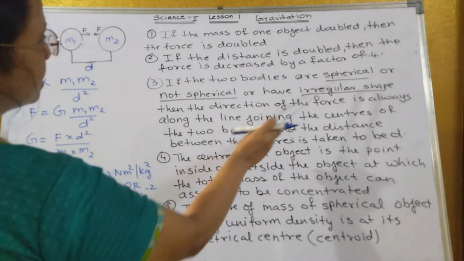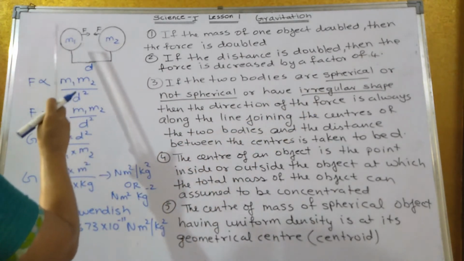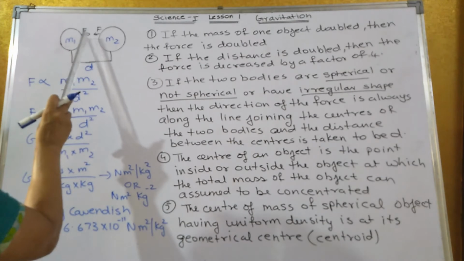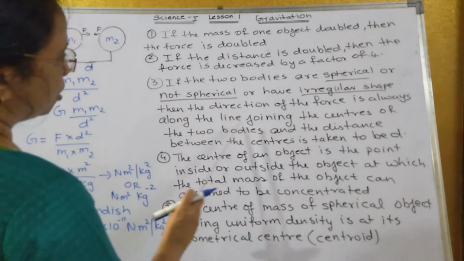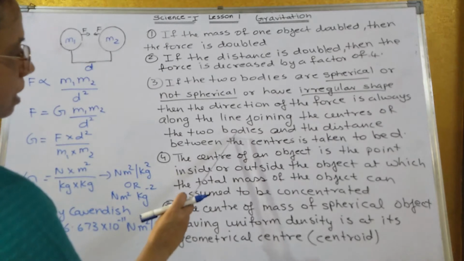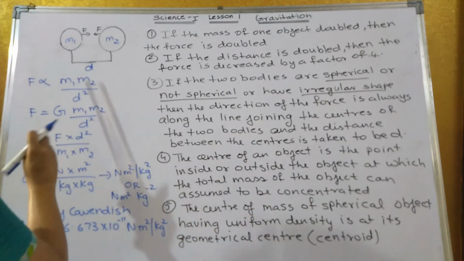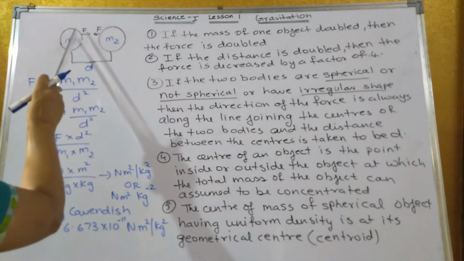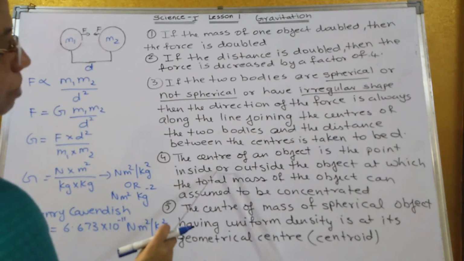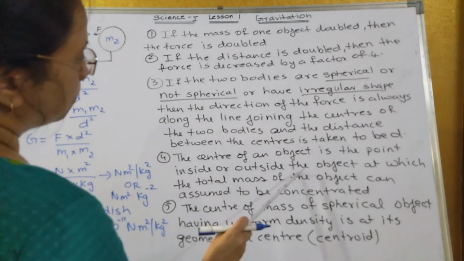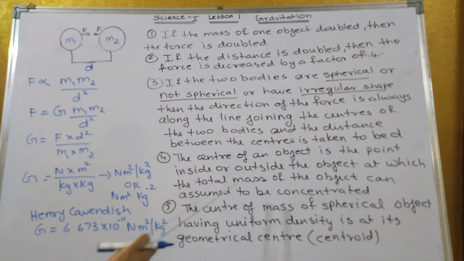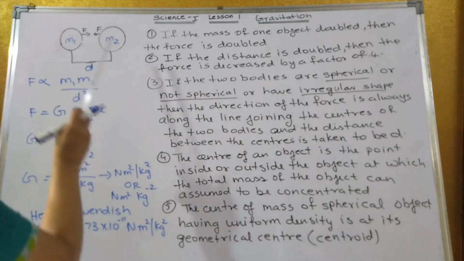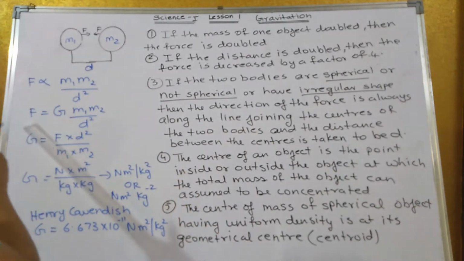If the two bodies are spherical or not spherical, or have an irregular shape, then the direction of the force is always along the line joining the centers of the two bodies, and the distance between the centers is taken to be d. The center of an object is the point, either inside or outside the object, at which the total mass of the object can be assumed to be concentrated. The center of mass of a spherical object is the geometric center.